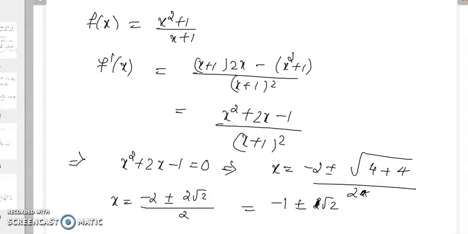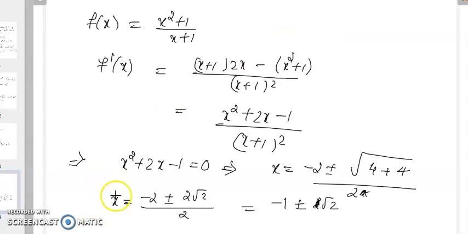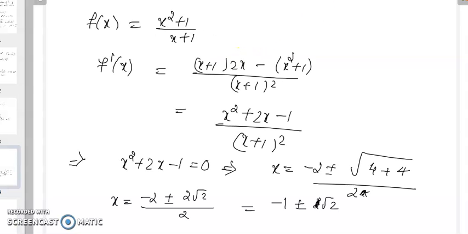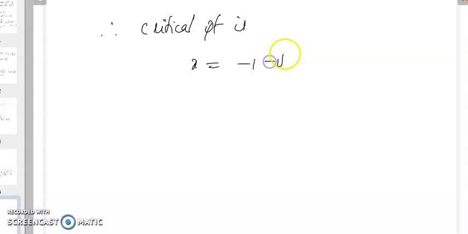Okay. So the interval was minus 5 to minus 1, therefore the critical point is x equal to minus 1 minus root 2, which lies in the interval. So that is the critical point.